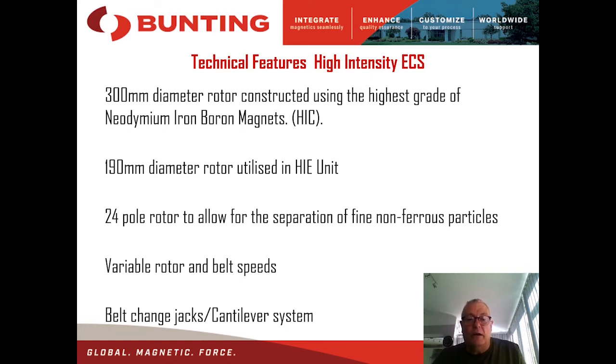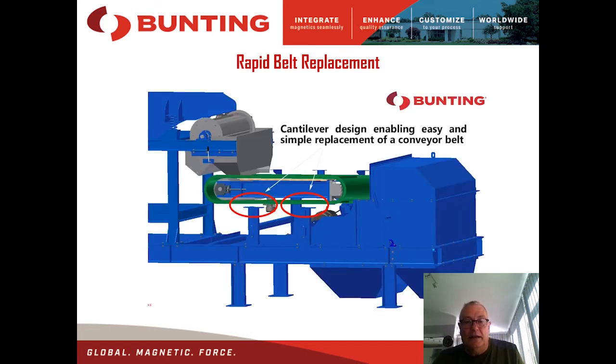They also have a quick belt change system using belt jacks and a cantilever system that you see here, which makes it easy, about 20 to 30 minutes, to change the belt on one of these units should you have a problem. It's fair to say that if you're feeding the material correctly and you have very little ferrous material on your feed, then you shouldn't have a problem in the first place, really. So good housekeeping will often maintain the belt for a very long period of time.